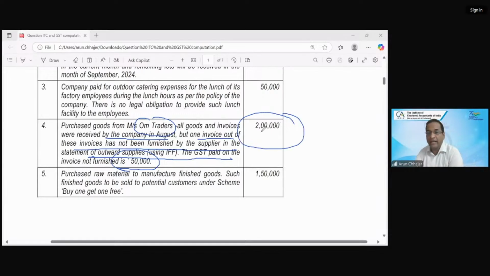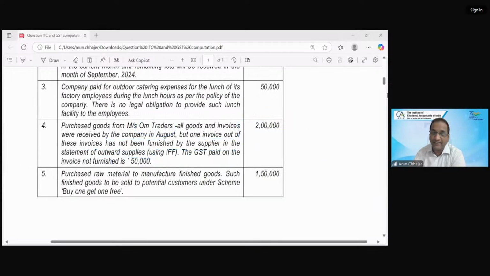First tell me. Entire 2 lakh? Yeah, 2 lakh minus 50. So 1,50,000? Yeah, only 50,000. Yeah, no ITC. All are correct. Yes, to the extent of 1,50,000, ITC would be available.